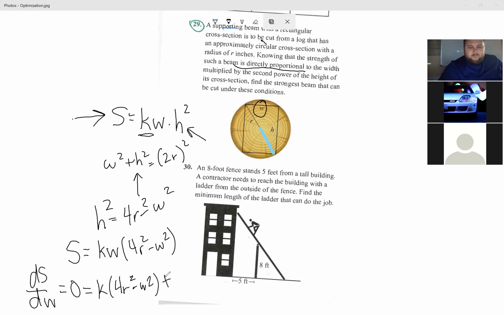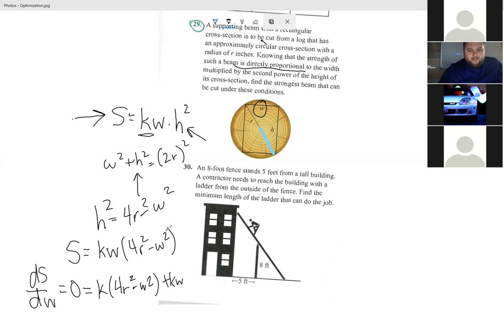Then plus, now do the other part. So leave KW, and 8R minus 2W. What do you get for the derivative of the other part? 8R minus 2W. Something. I'm not sure. It'd just be 2H, wouldn't it? No. It says plus KW. Yeah, that says plus KW.